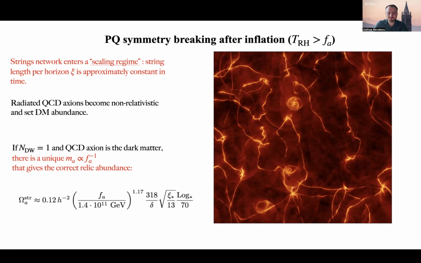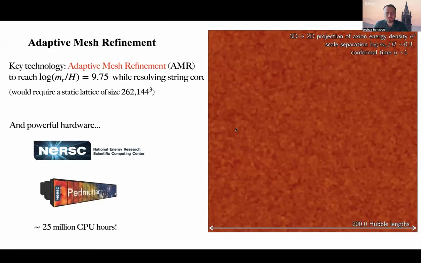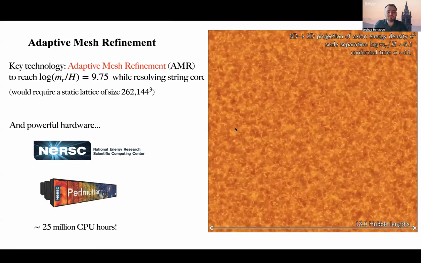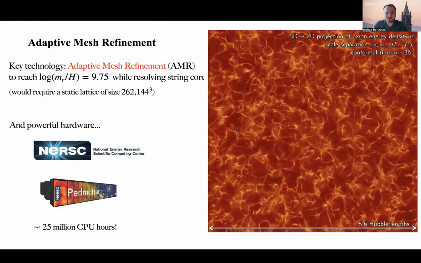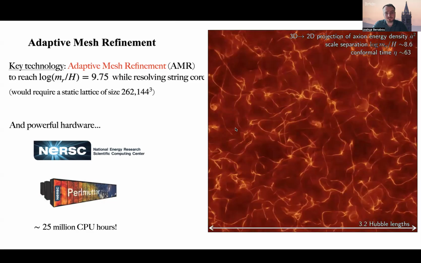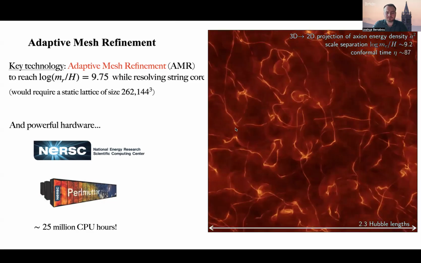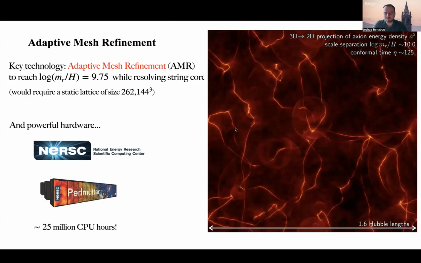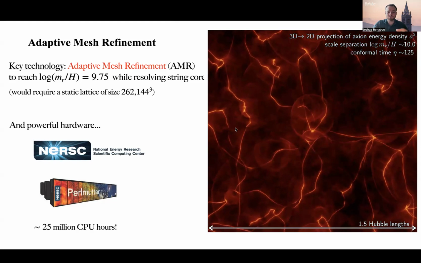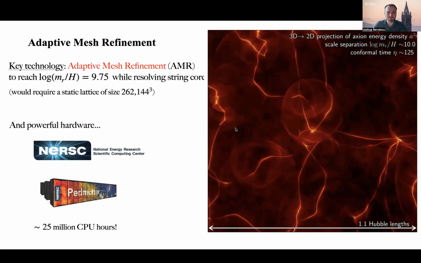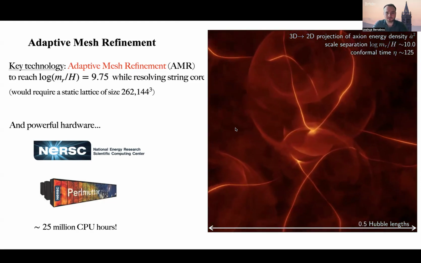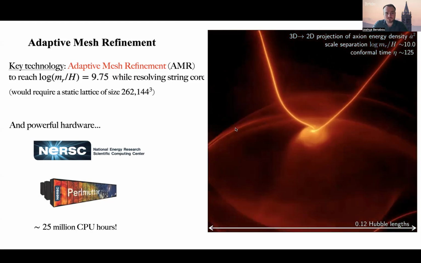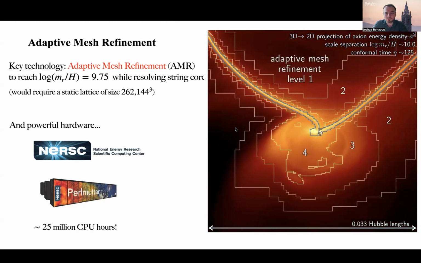To compute this value, we solve the classical equations of motion of the PQ field on the lattice. We evolve our string network through the PQ breaking phase transition and into the scaling regime. And to capture the large hierarchy of scales between the width of the string, which is set by Fa, and the cosmological distances over which the strings move, which is set by a Hubble length, we use the technique of adaptive mesh refinement. This allows us to reach well into the scaling regime to the point where the log of the radial mode mass divided by Hubble is equal to 9.75.